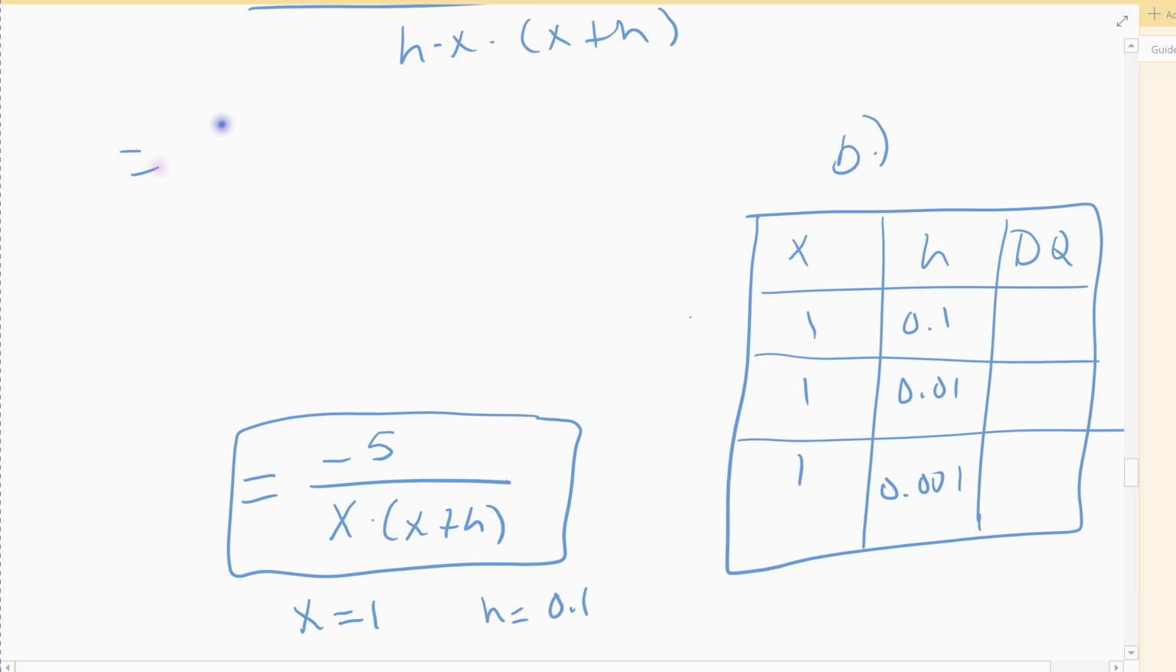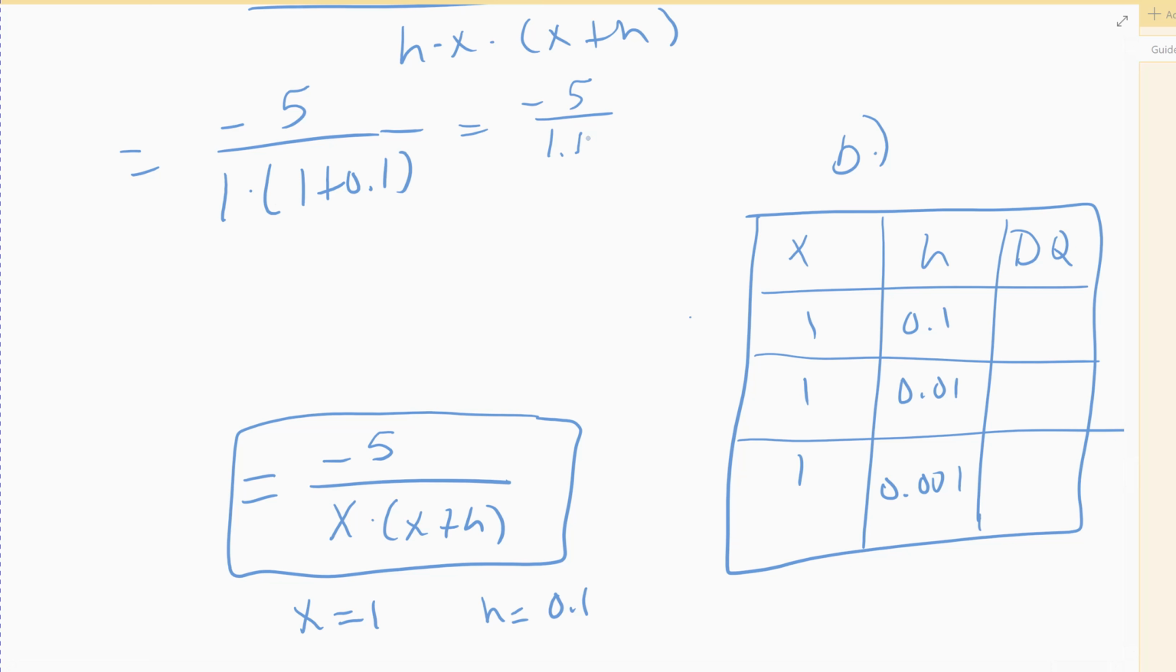So for the first difference quotient, you're going to plug 1 in for x and a 10th in for h. And so it's going to be negative 5 over 1 times 1 plus 0.1, right? So I'm plugging 1 in for x and 0.1 for h. And so it simplifies to negative 5 over 1.1. And then you do the division, and it comes out negative 4.5454 repeating. So negative 4.545. I round to 3 decimal places because that's the only room I have on my function.